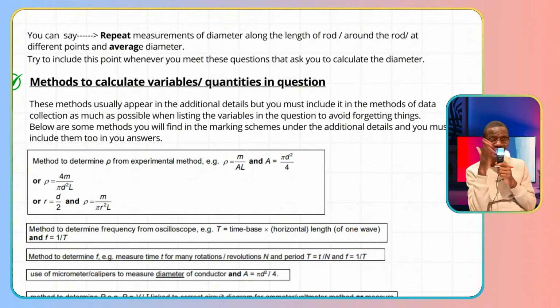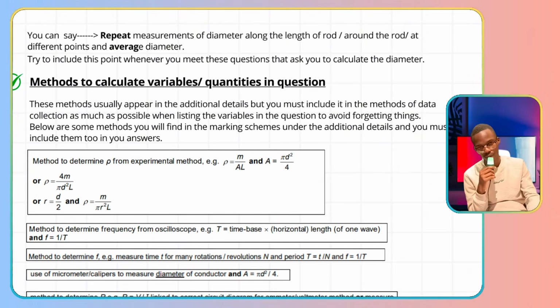Whenever your question says measure the diameter of a wire, or the cross-sectional area of a sphere or a cylinder, for example, you have to always include this point. Repeat measurements of diameter along the length of the rod, around the rod, at different points, doesn't matter, and average the diameter, right? Also try to include the point whenever you meet questions that ask you to calculate the diameter.